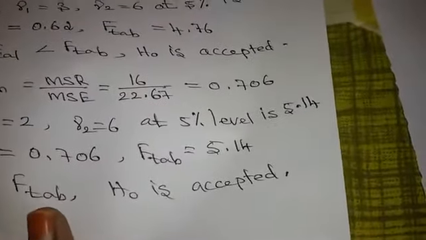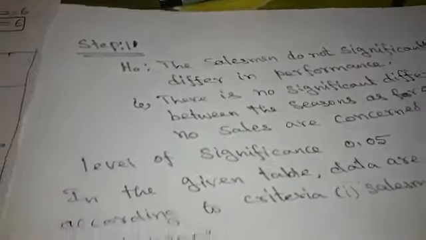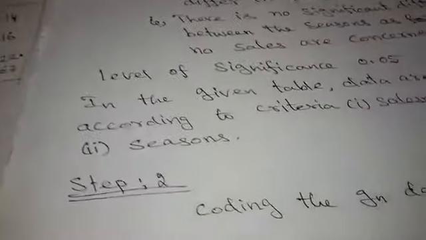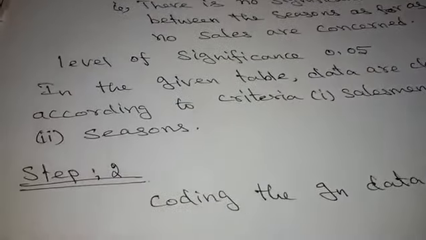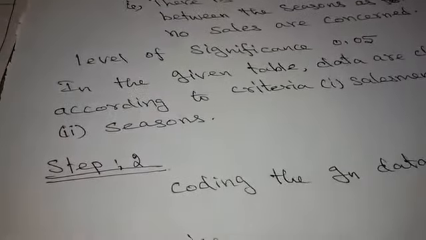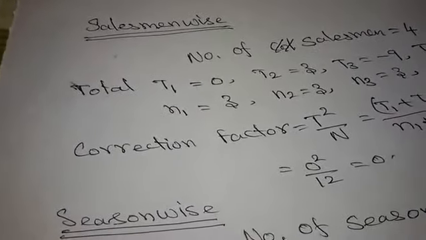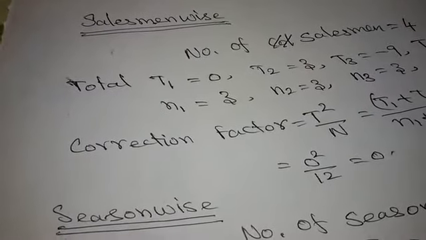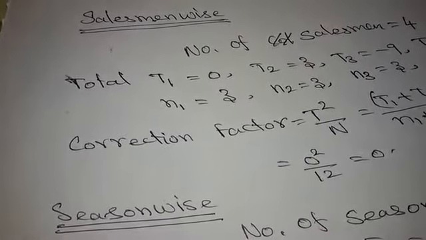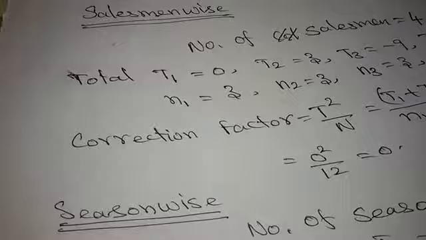Okay, once again I repeat the procedure. First step is you have to set the null hypothesis, and step 2 is coding the given data. Then you have to find out the correction factor, T squared by n, for both the factors, that is here in this problem salesman-wise and season. For two factors you have to find out the correction factor.